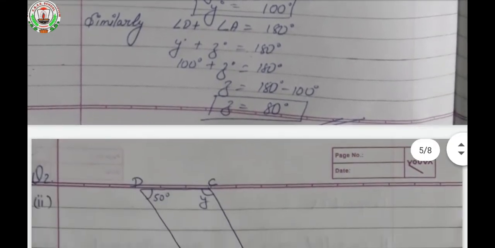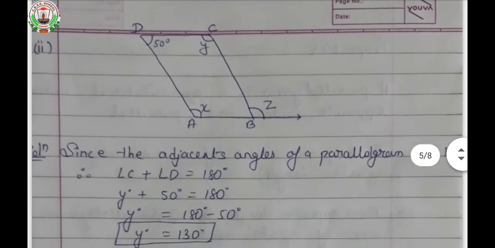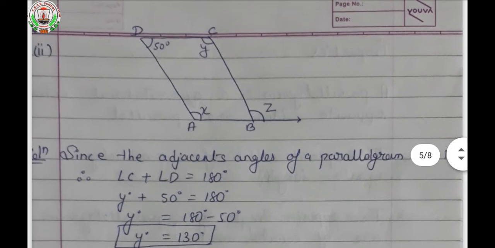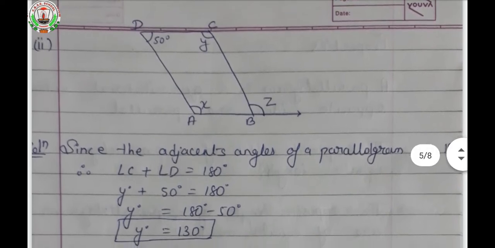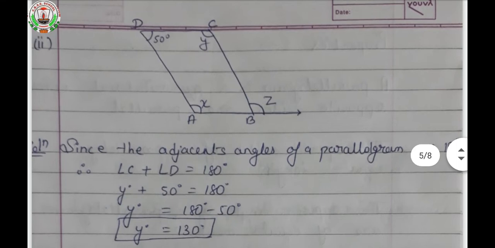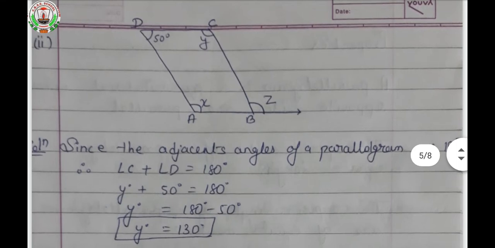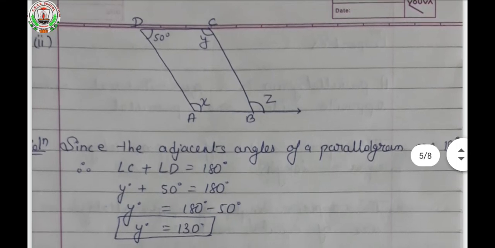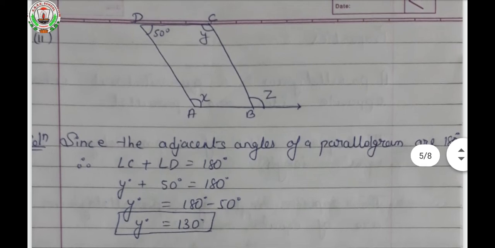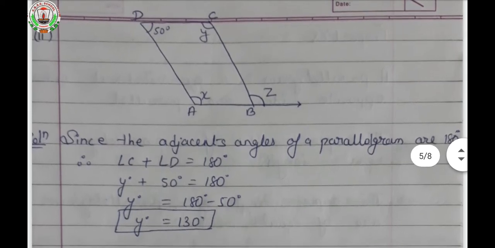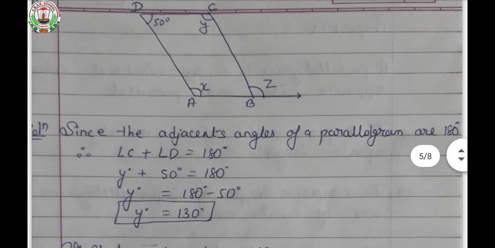Now look at question number 2. Again in question number 2 second part, it is said that ABCD is a parallelogram and you have to find the value of the unknown angles X, Y and Z. Okay. Now look at how to solve. Since the adjacent angles of a parallelogram are supplementary, isn't it? So what are the adjacent pairs? Angle A and angle B are adjacent to each other.